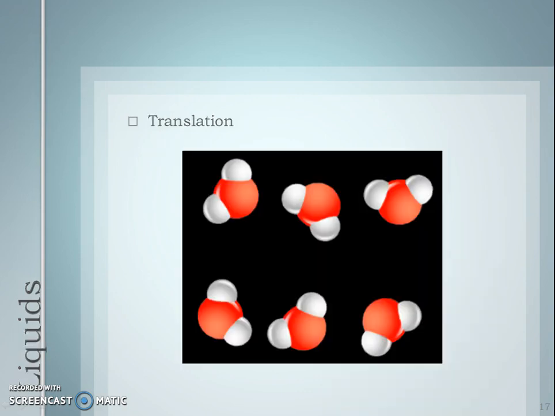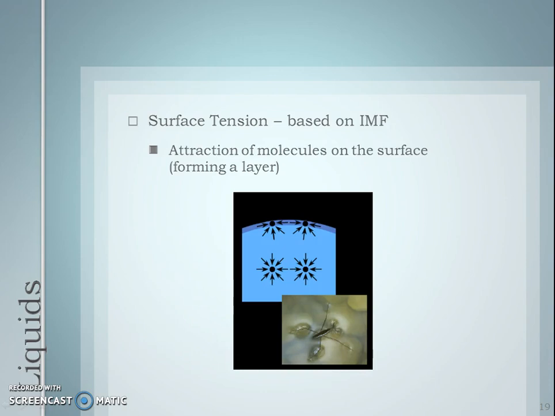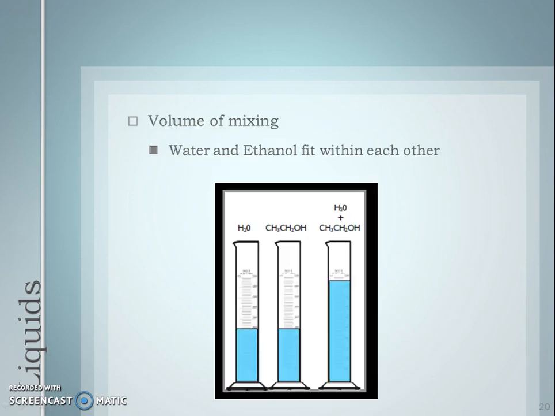He talked about the translational movement. He talked about viscosity and how viscosity is how easily a liquid can flow. And the higher the viscosity means that it's thicker. I guess that's the easiest way to say it. The higher your viscosity, the thicker the liquid is, so it's going to flow slower. Talked about surface tension, and a lot of this is going to be based on IMFs, and we're going to learn a little bit more detail about that later in this chapter.